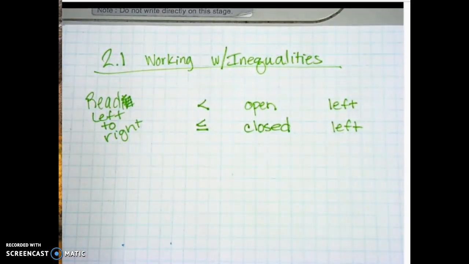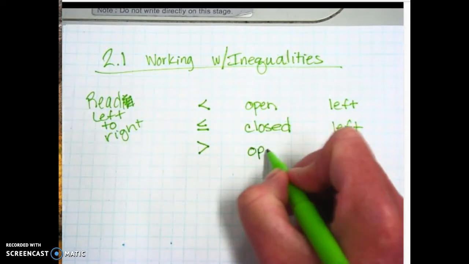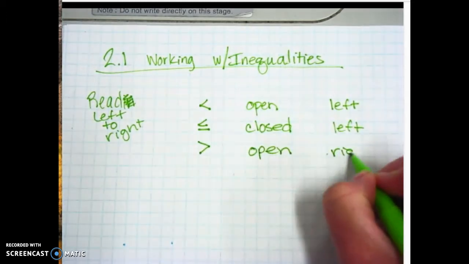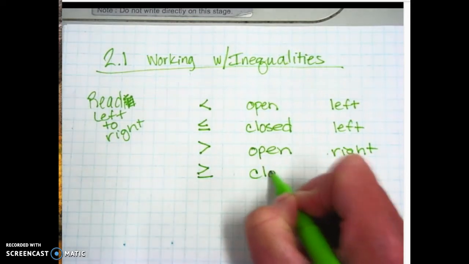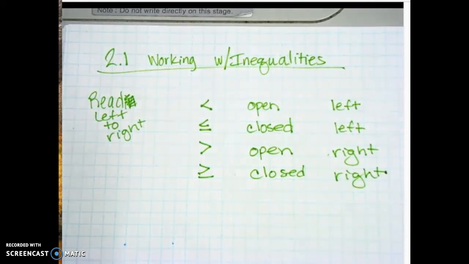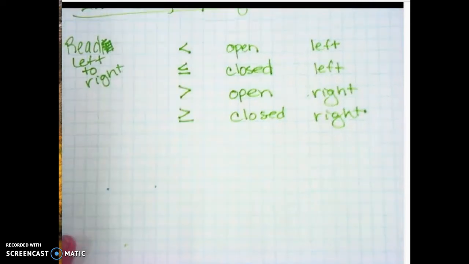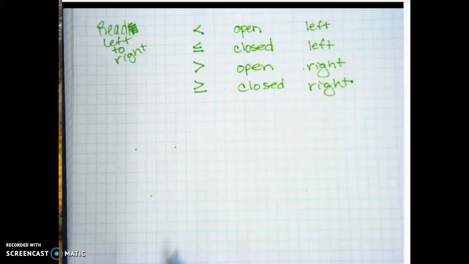The next two symbols are going to cause you to shade to the right. So if you have greater than, it's open and shaded to the right. And if you have greater than or equal to, it's closed and to the right. All right, hopefully most of you already knew those. If you don't, then I would say memorize them because it's pretty easy.